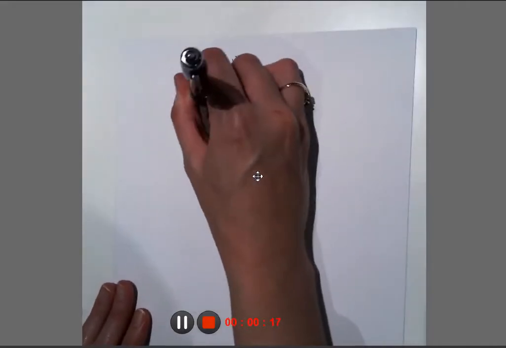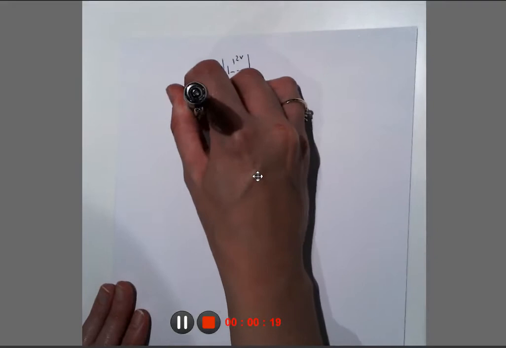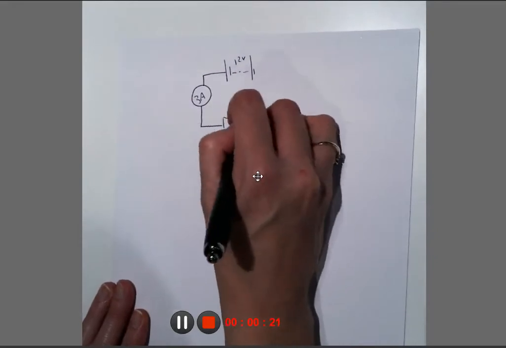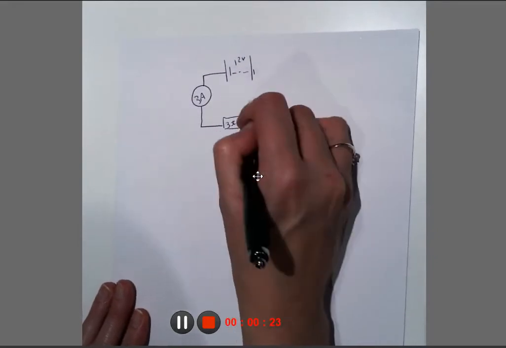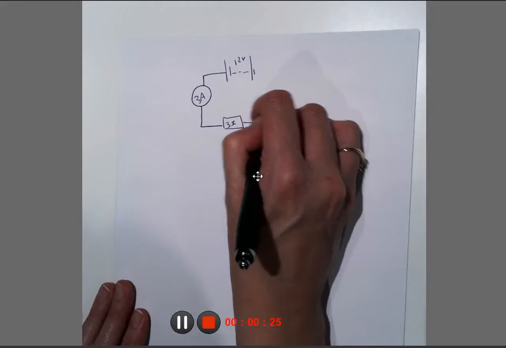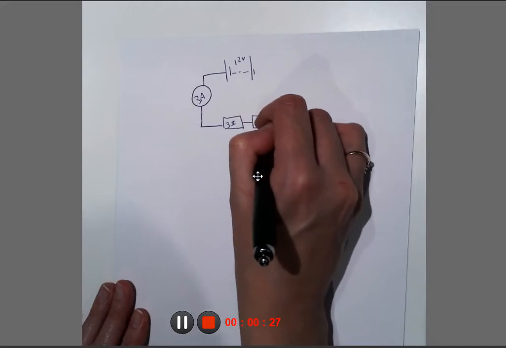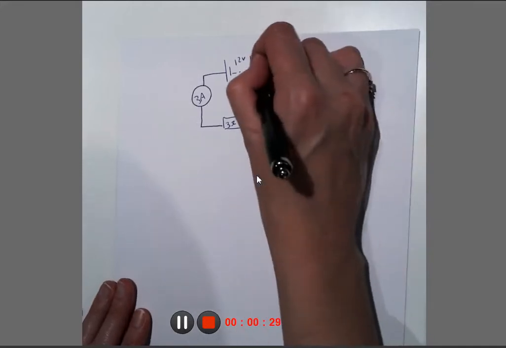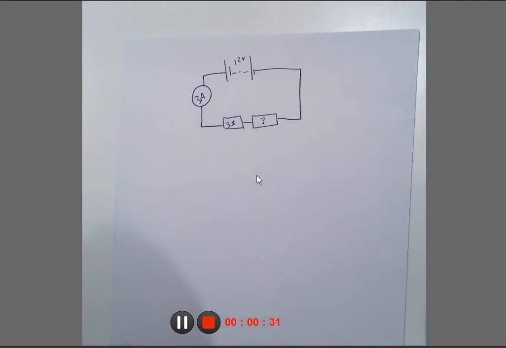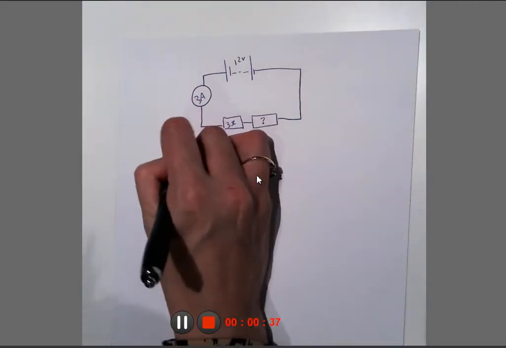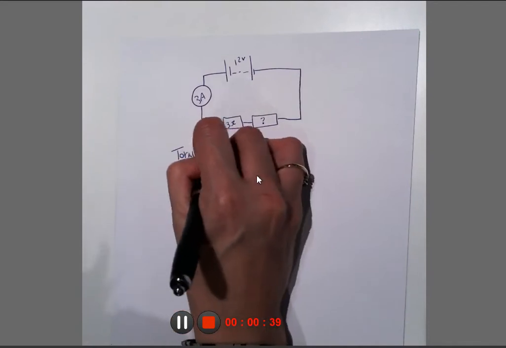Going to have an ammeter in here measuring 3 amps and a resistor with a resistance 3 ohms and another resistor of unknown value, and that completes the circuit. What I'd like to find out is the total resistance.